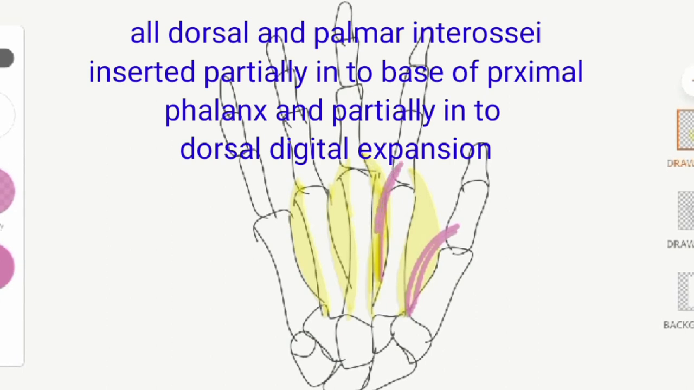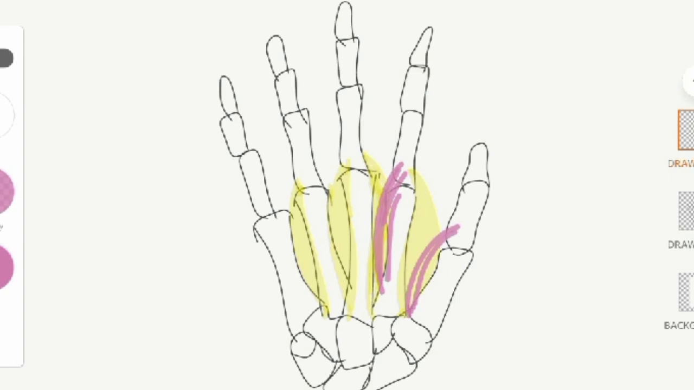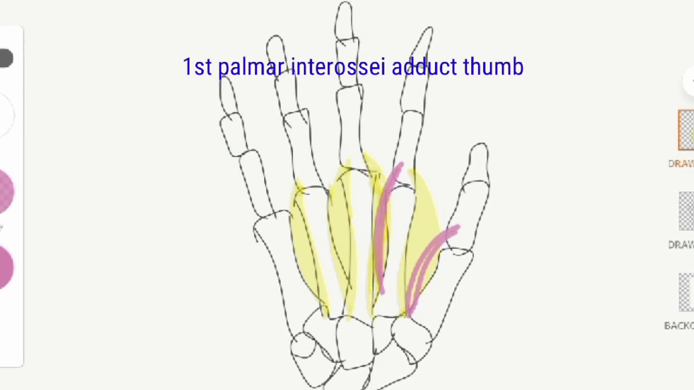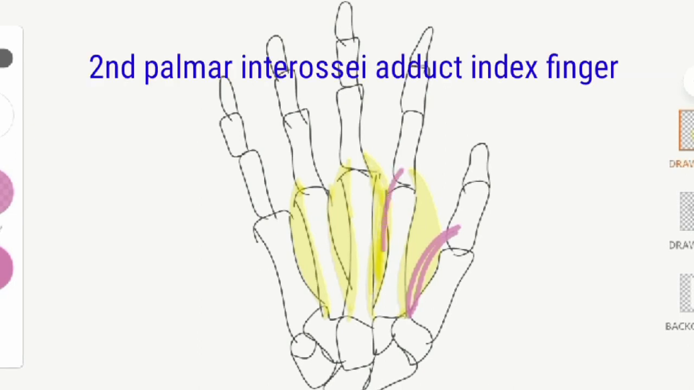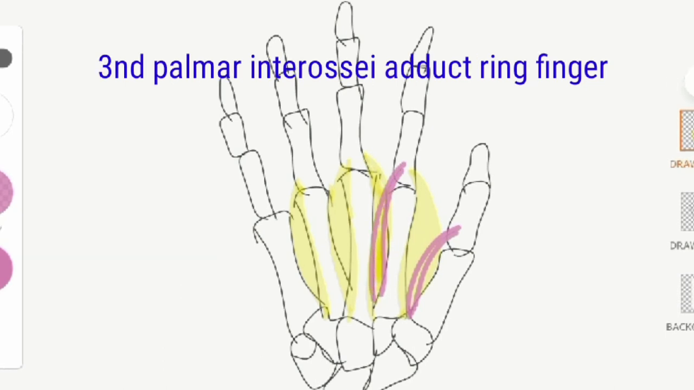The second palmar interossei arises from the ulnar side of the second metacarpal and is inserted into the ulnar side of the base of the proximal phalanx and partly into the dorsal digital expansion. So the second palmar interossei is inserted into the index finger. The middle finger does not give any attachment to the palmar interossei.